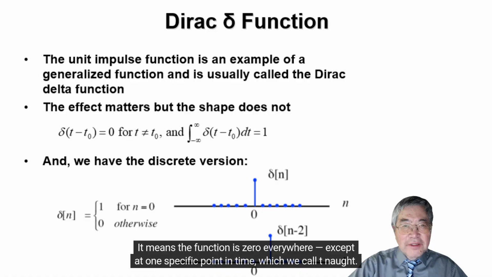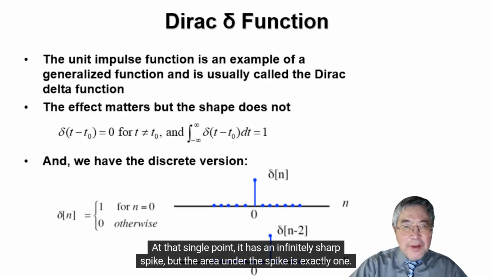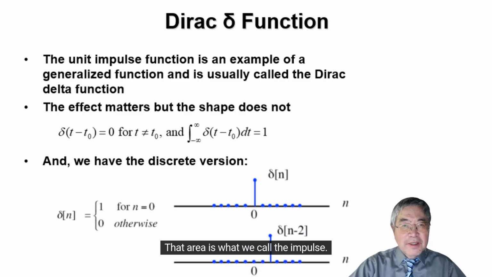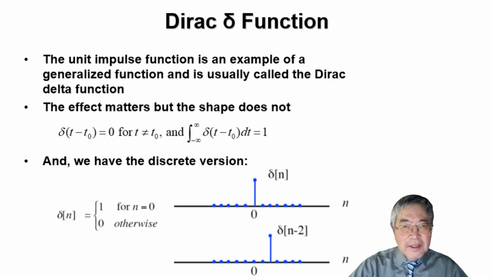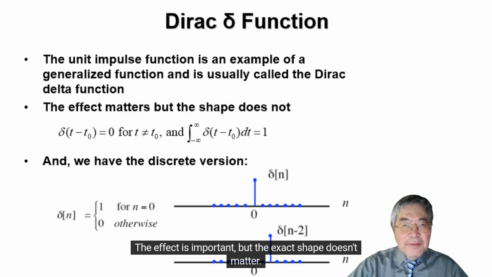It means the function is 0 everywhere except at one specific point in time, which we call t naught. At that single point, it has an infinitely sharp spike, but the area under the spike is exactly 1. That area is what we call the impulse. So even though we can't see or draw the spike perfectly, we know that its total effect, the impulse, is 1. That's what matters. The effect is important, but the exact shape doesn't matter.